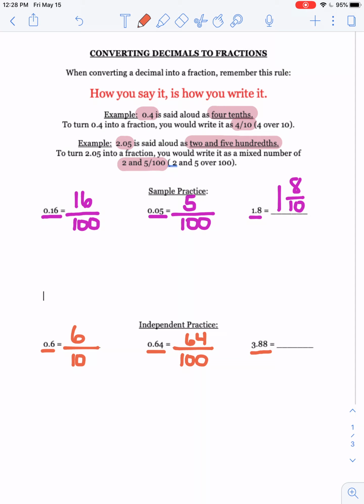And then our last independent practice problem is going to end up as a mixed number because we do have a number in the ones place. So we're going to write that as our whole number. We have 2 numbers after the decimal, which means it's in the hundredths place. And then we write 88 on the numerator. So we would say that as 3 and 88 hundredths.